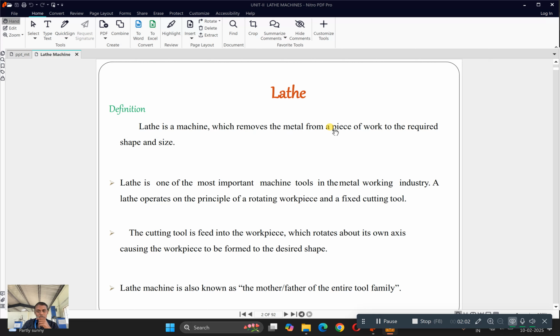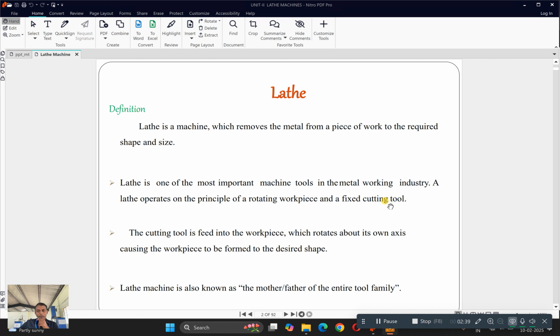So this lathe is a machine which removes metal from a workpiece to the required shape and size. It is one of the most important machine tools in the metalworking industry. A lathe operates on the principle of a rotating workpiece and a fixed cutting tool. If we see a lathe machine, it has a headstock spindle, and the spindle carries the actual raw material where we insert any metal which we desire, and there is a tool post. On this tool post we fix the tool, which is usually a single point cutting tool.